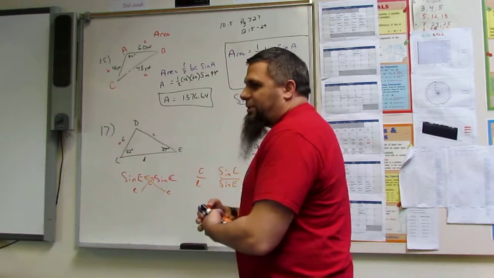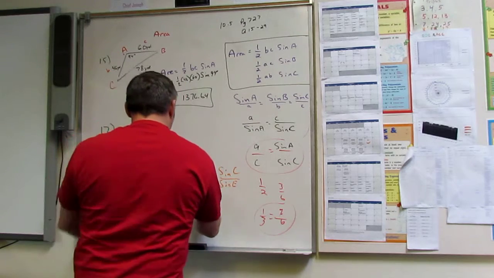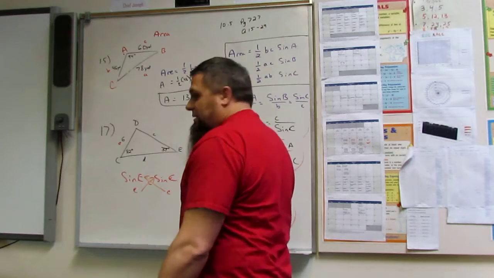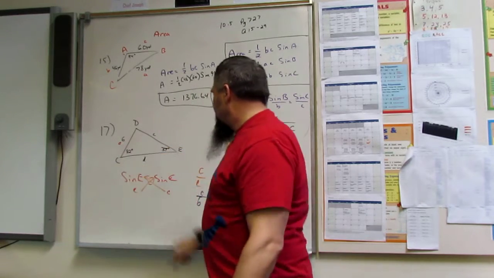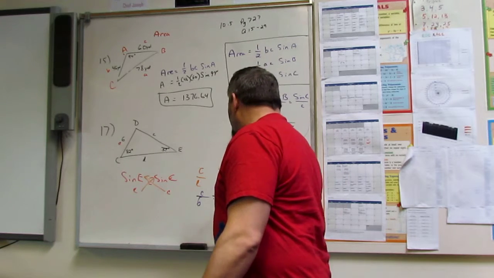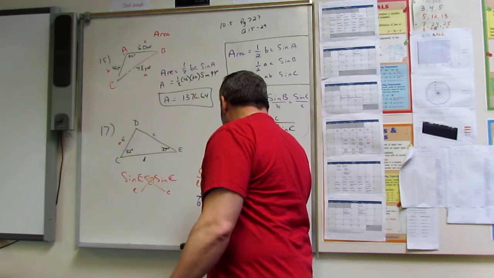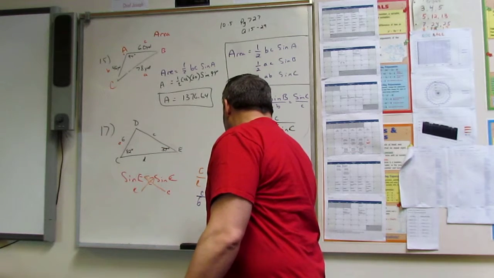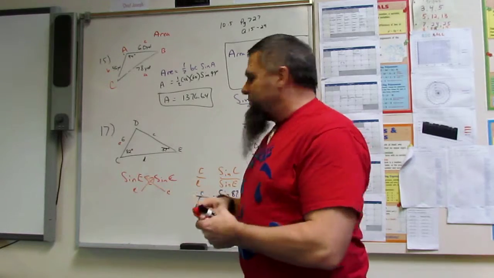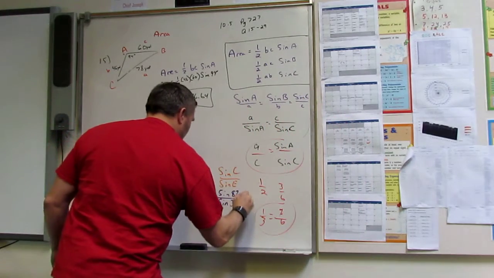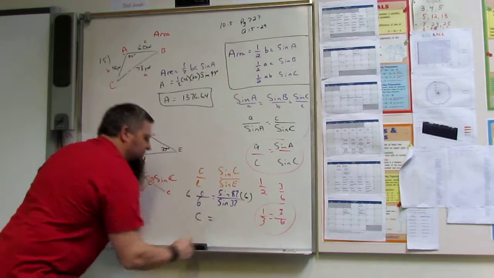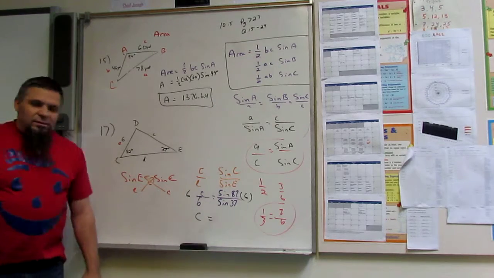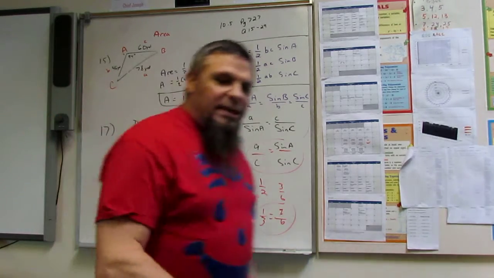And now I just plug in the numbers. C I don't know, so let's just call it little c. E is 6, and then I have sine of C, which is 82, over the sine of E, which is 37. Now I multiply both sides by 6, so c is equal to 6 times sine 82 divided by sine 37. So I plug that in my calculator.